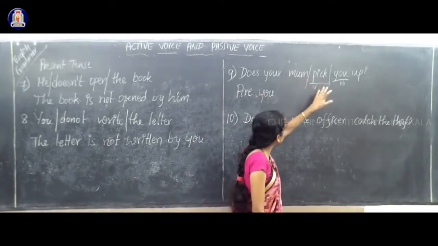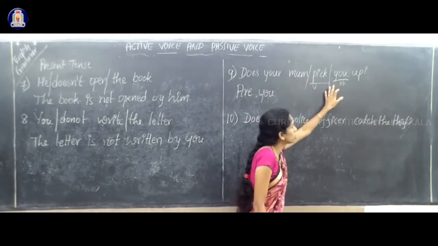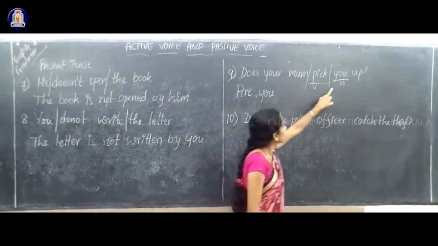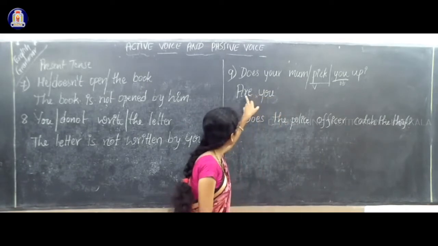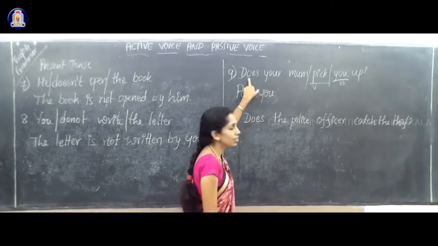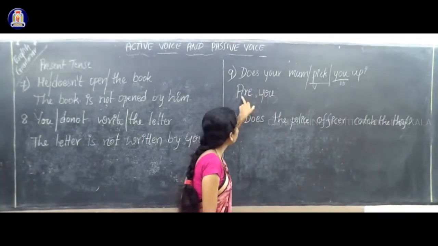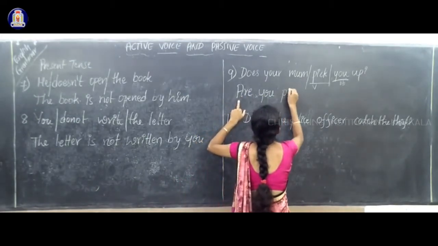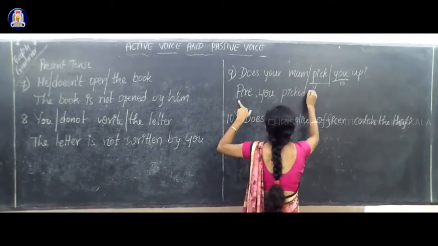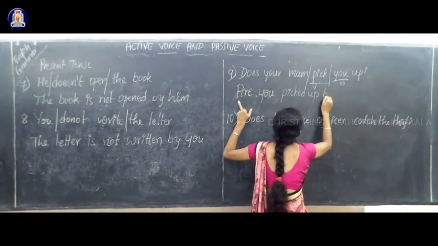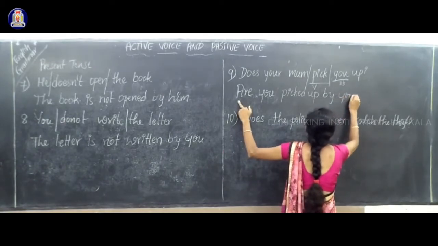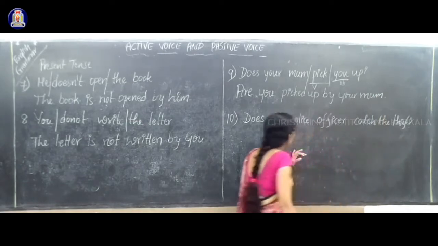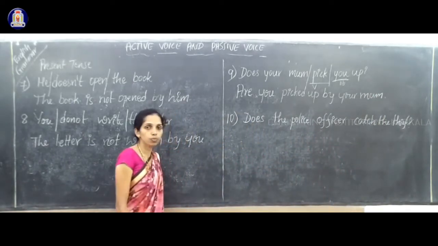Mom is the subject, pick is the verb, you is the object. So here, since we are using you as a subject, we cannot use does you. We have to use are you. Are you picked up by your mom?